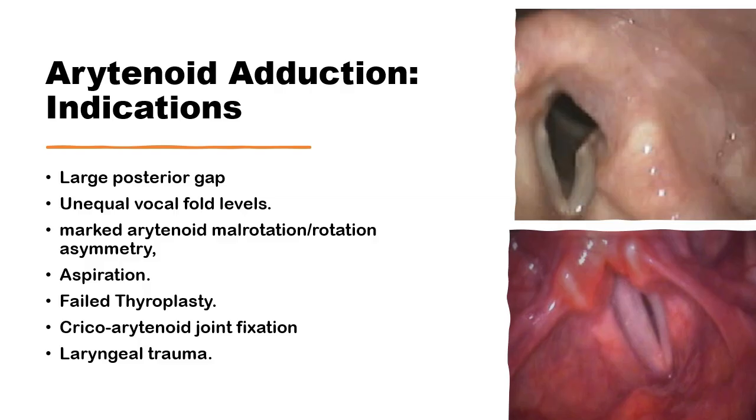Arytenoid adduction procedures would be indicated mostly in cases of a large posterior glottic gap, usually due to a high vagal nerve paralysis. This posterior gap would not be addressed well with a medialization thyroplasty type 1. Or in cases of unequal vertical level of the vocal folds. Again, this will be addressed better by arytenoid adduction procedures.